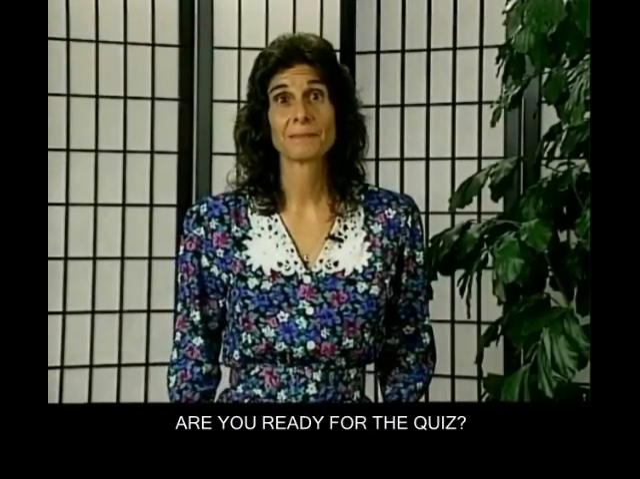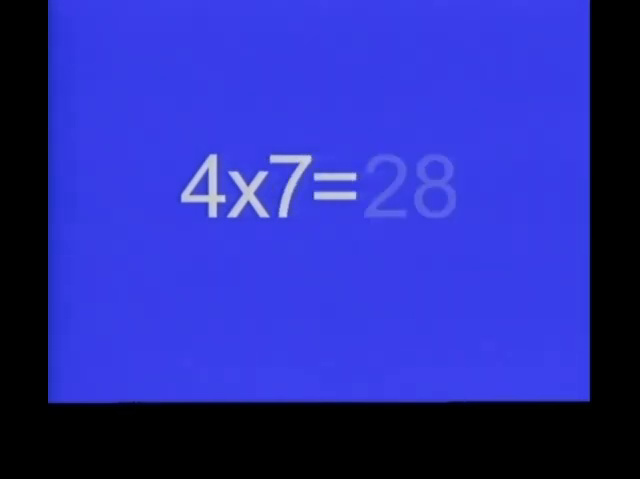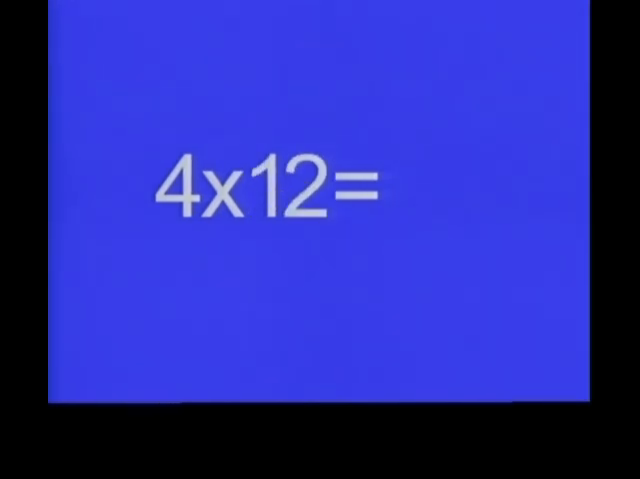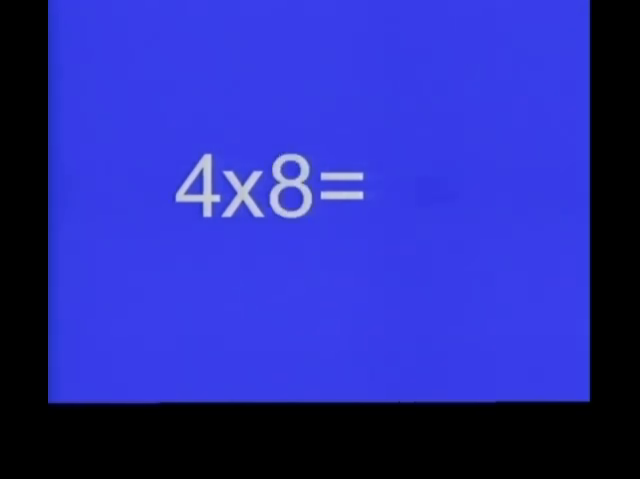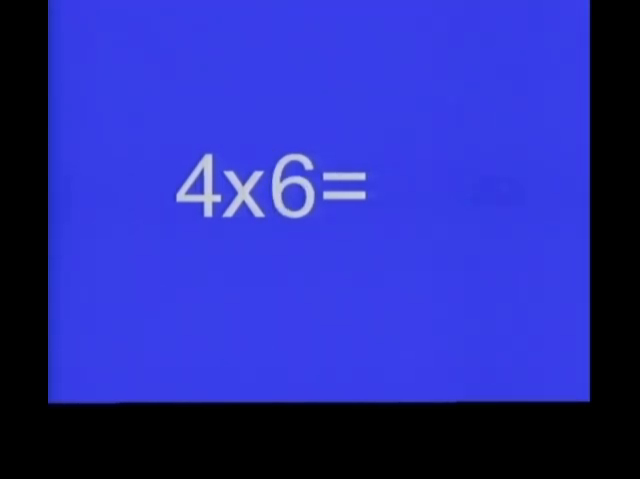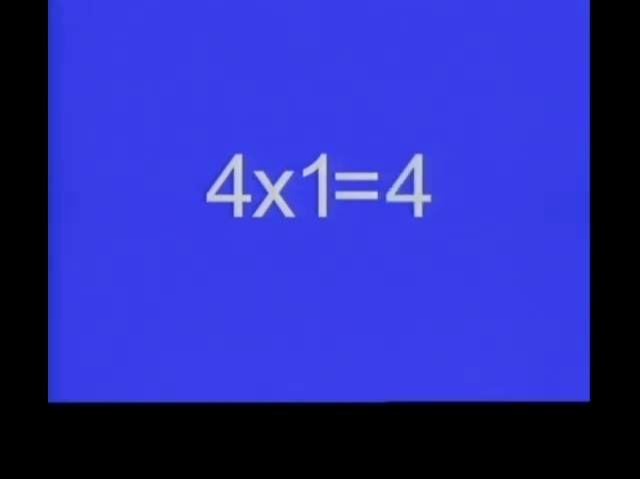Are you ready for the quiz? 4 times 2 is 8. 4 times 0 is 0. 4 times 7 is 28. 4 times 5 is 20. 4 times 12, 48. 4 times 3, 12. 4 times 4, 16. 4 times 8, 32. 4 times 9, 36. 4 times 10, 40. 4 times 6, 24. 4 times 11, 44. 4 times 1, it's 4.